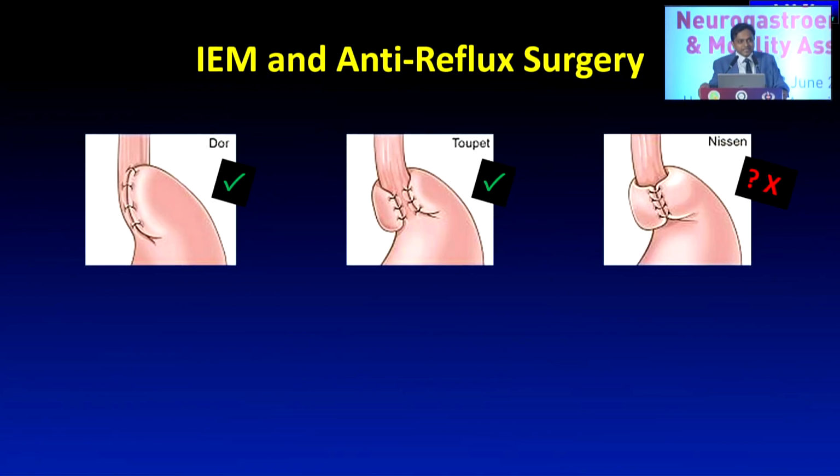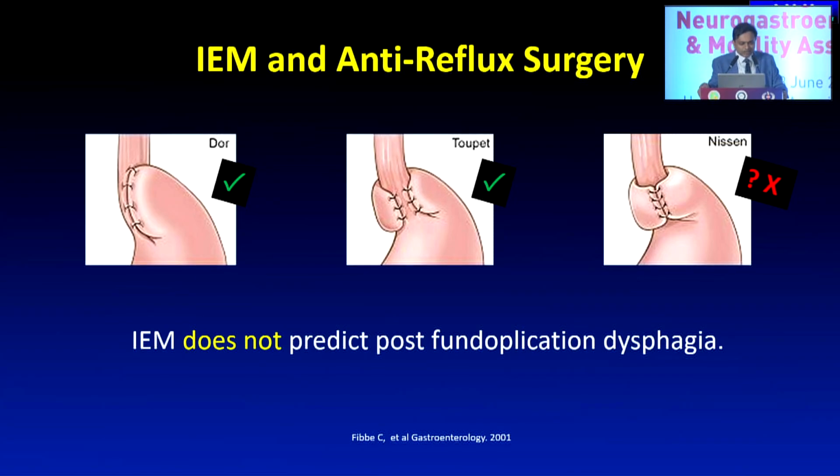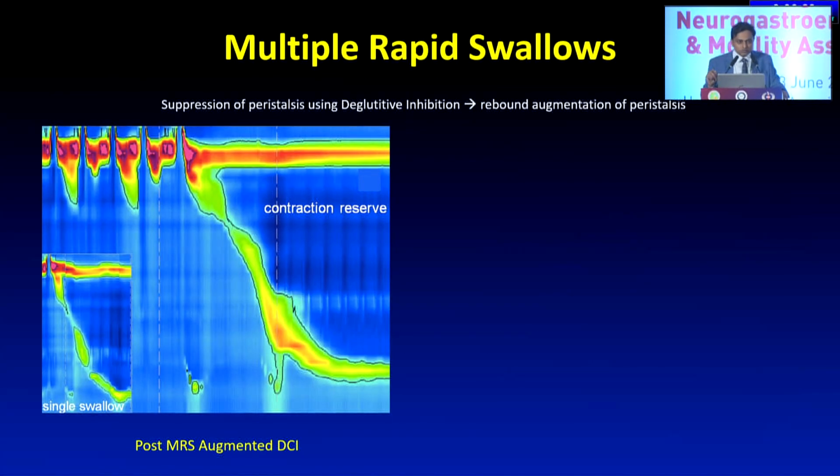The important question: an ineffective esophageal motility patient has, and what do you do with the anti-reflux surgery? There was previously a notion that partial fundoplications are okay, but you should not do a 360 degree fundoplication in such patients. But there are 4 RCTs which have told us that IEM does not predict post fundoplication dysphagia. So what do you do in such cases? It is here where an important test called multiple rapid swallows helps you out. So what happens when you do a multiple rapid swallow? Every time the patient is taking a swallow, there is a phenomenon of deglutitive inhibition, right?